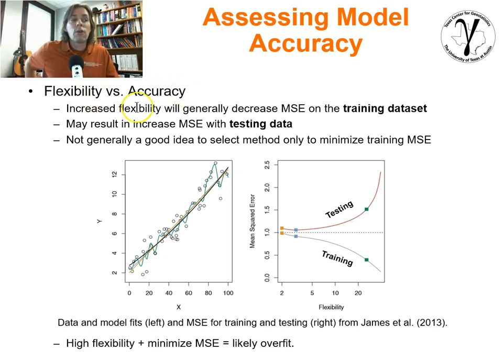And so, of course, as you increase the flexibility, you'll generally decrease the mean squared error in the training data set. You get more complexity, more flexibility, you're able to better fit the data, so you decrease the mismatch, the mean squared error at the data locations. But this may result in an increase of mean squared error with testing data. And so what happens is you become very well fit to the data, but you may not do very well with new data. So it's not generally a good idea to select the method only to minimize the training mean squared error.